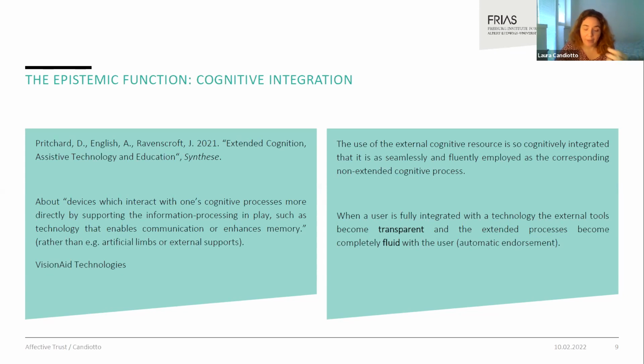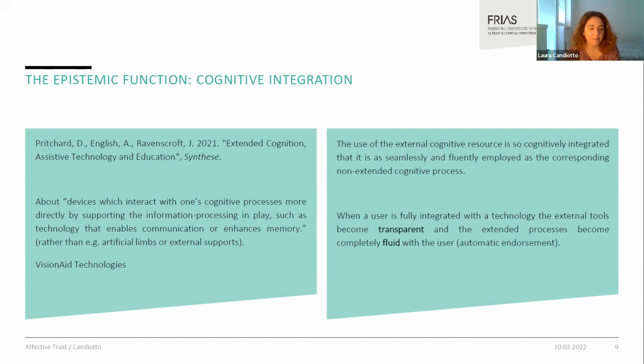So we can consider the BrailleNote Touch as the best example of assistive technology integrated with AI, you know, because it is a new braille device integrated within a tablet with different apps that enhance its capacities through artificial intelligence, and what it can offer to the person with visual impairments. The main argument of this paper is that the use of external cognitive resources such as this BrailleNote Touch is cognitively integrated when, and I have already said this word, there is a fluent employment, and it is fluent as corresponding to non-extended cognitive processes.